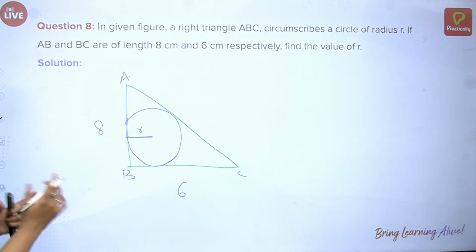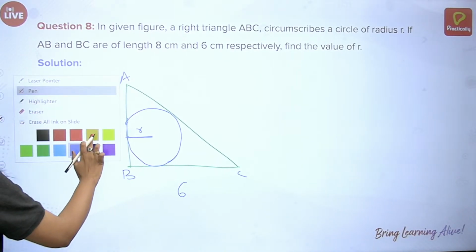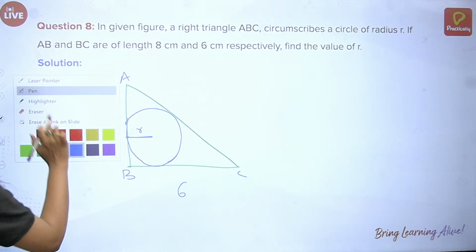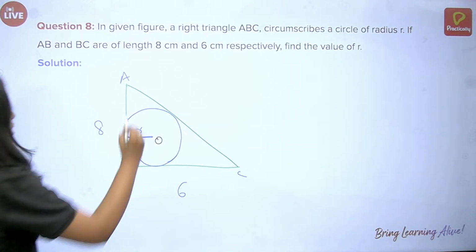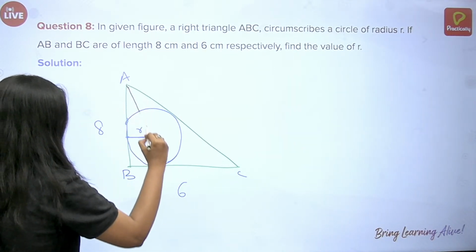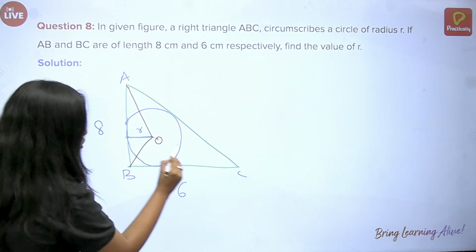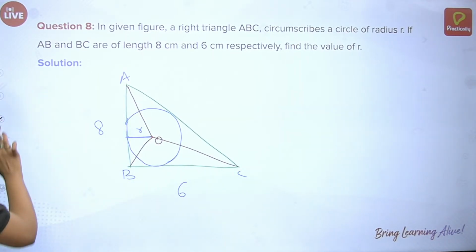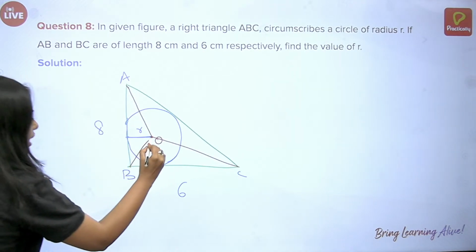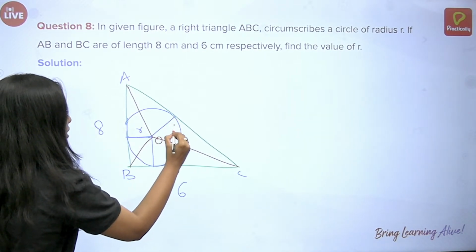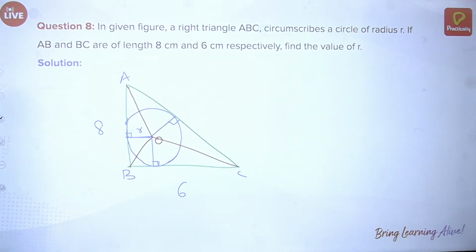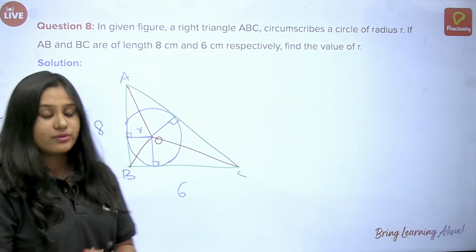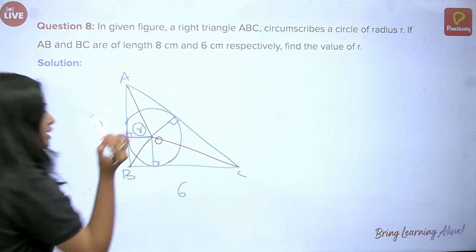Now, let me also start explaining it. Okay, let me use another color. Now this is the center O, right? So, let us just join AO, OB, OC. And all these will be r, correct? This is r, this is r. And we know that the radius is perpendicular to the tangent, so this will be 90 degrees. Now, how do we do it? We have to find the value of r here.